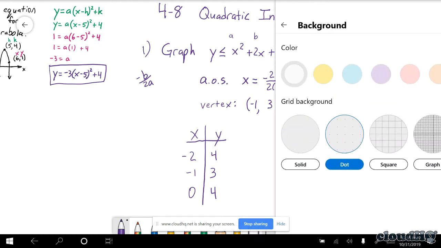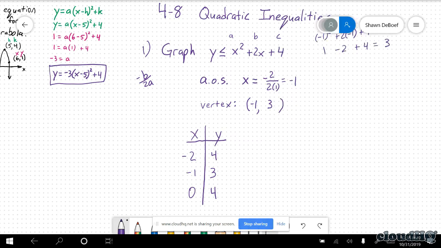Let me put a background on here so I can graph that a little better. So negative 2, 4, negative 1, 3, 0, 4. I'm okay with the 3 points as long as you can make it look like a parabola. It's not going straight up and down, but its slope becomes steeper as you go. It's not a V shape. Oh, now hold on a second.